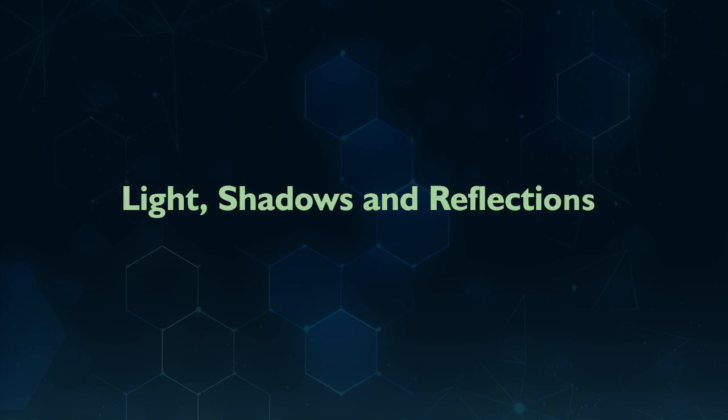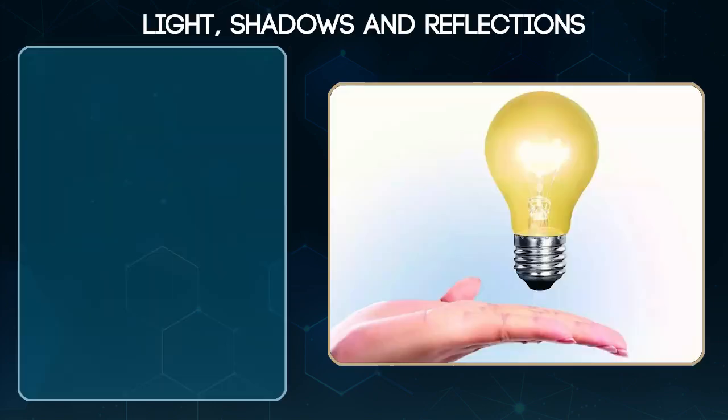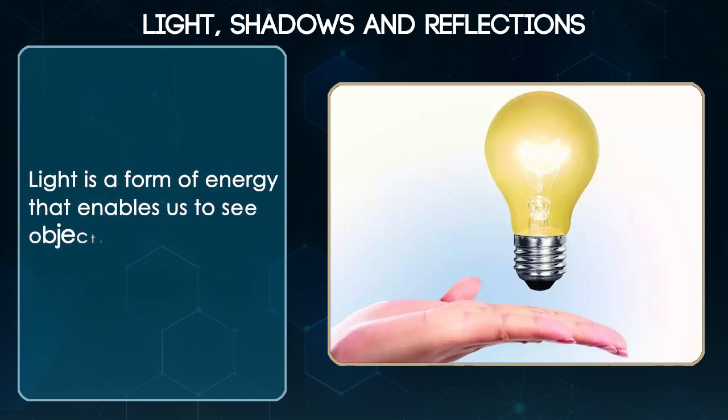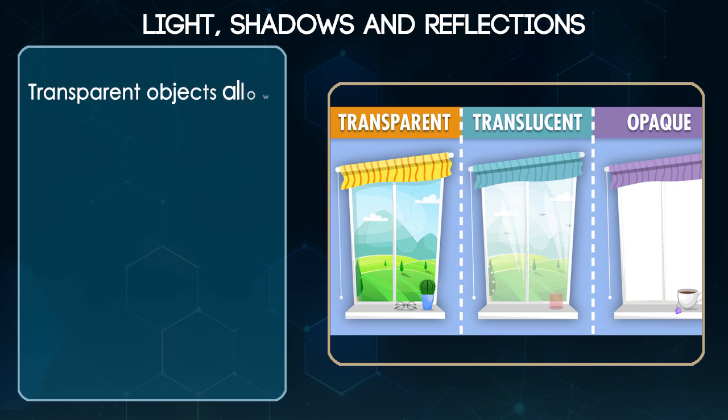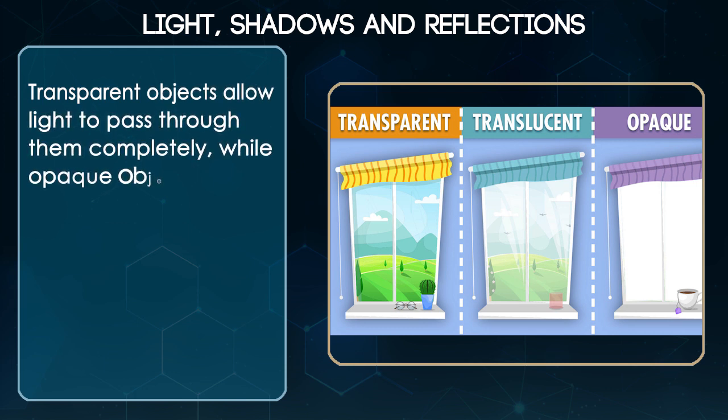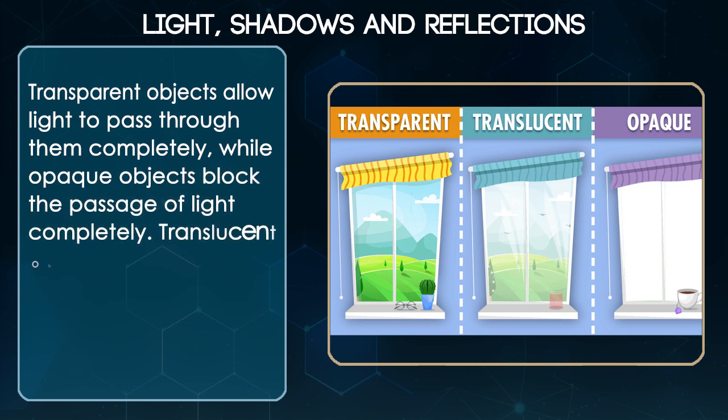Light, shadows and reflections. Light is a form of energy that enables us to see objects around us. Transparent objects allow light to pass through them completely, while opaque objects block the passage of light completely.